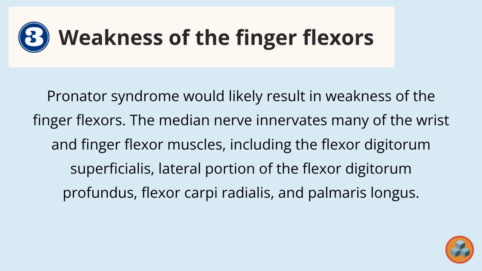Option 3, weakness of the finger flexors. Pronator syndrome would likely result in weakness of the finger flexors. The median nerve innervates many of the wrist and finger flexor muscles, including the flexor digitorum superficialis, lateral portion of the flexor digitorum profundus, flexor carpi radialis, and palmaris longus. Because pronator syndrome is a proximal median nerve entrapment occurring at or near the elbow, the compression affects the nerve before it has a chance to branch off to supply the forearm flexor muscles. This means all of those muscles are potentially affected, including the finger flexors.